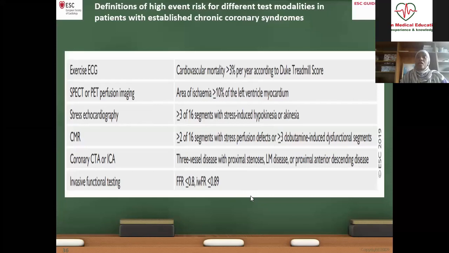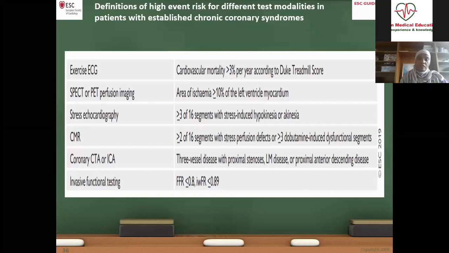With cardiac MR, if you have two or more of the 16 segments with stress perfusion defect, then this is significant. Or if you're using dobutamine, then three or more dobutamine-induced dysfunctional segments is considered significant.